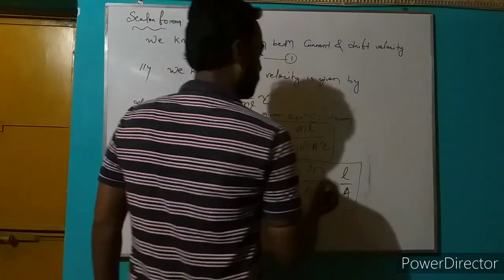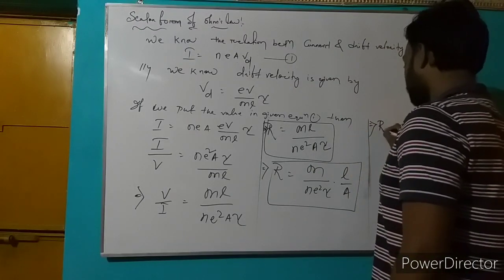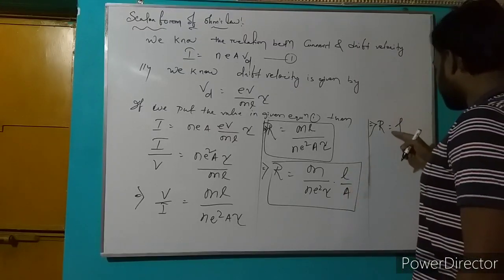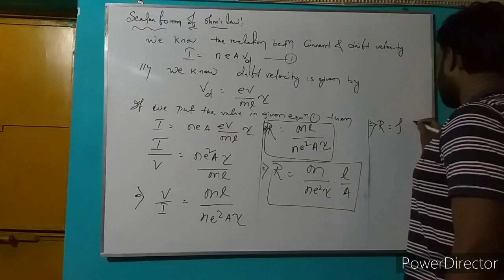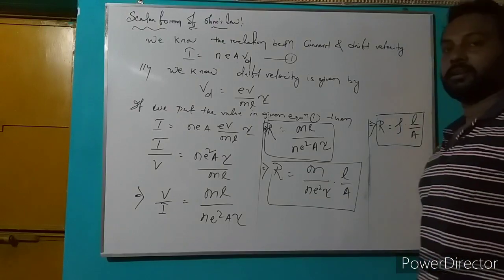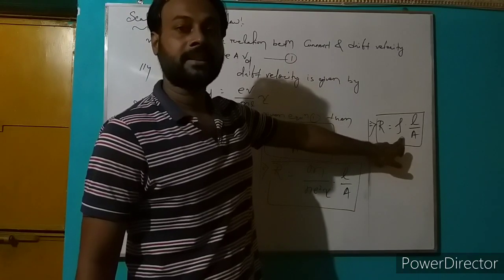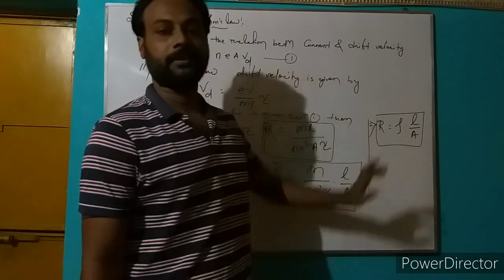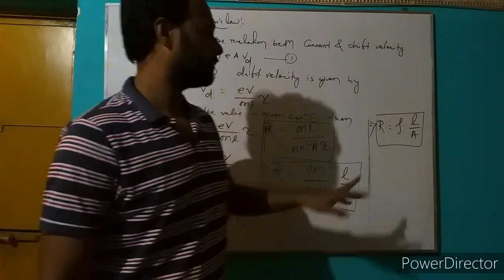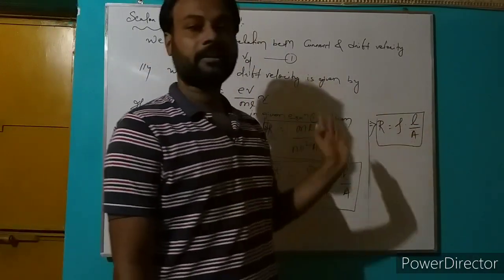Okay. So here we represent R equal to M by Ne square tau, which means rho, that is the nature of the material, into length of the conductor divided by area of cross section. Clear? Please note it. Resistivity only depends upon temperature as well as nature of the material. But resistance depends upon nature of the material, length of the conductor as well as area of cross section. Okay, the nature of the material remains constant.